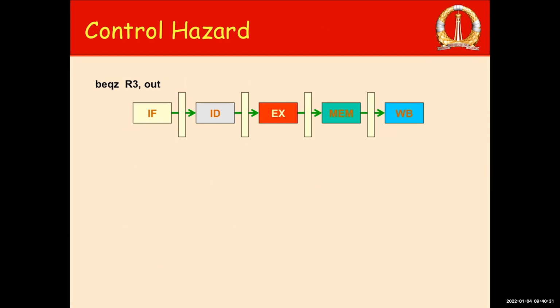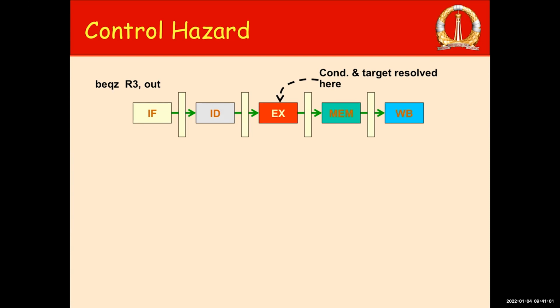Supposing that the ith instruction is a conditional branch instruction. Then we know that in the case of a conditional branch instruction, the condition is evaluated at the end of the EX stage, and the target location is also calculated only in the EX stage. The EX stage is the third stage in the pipeline.